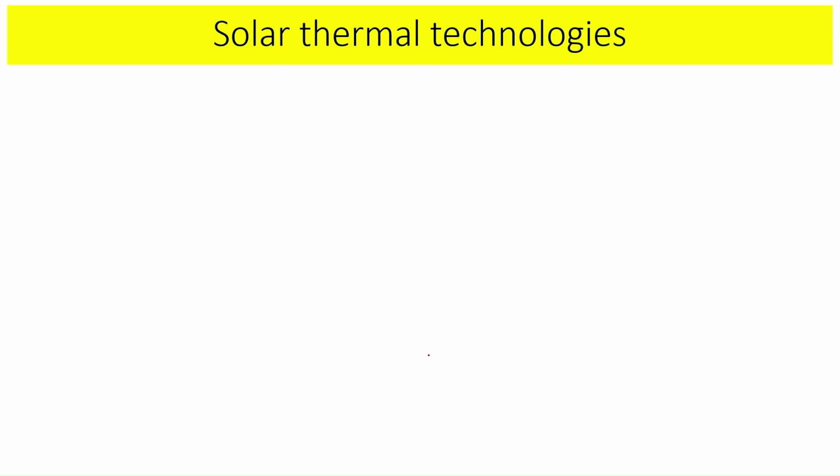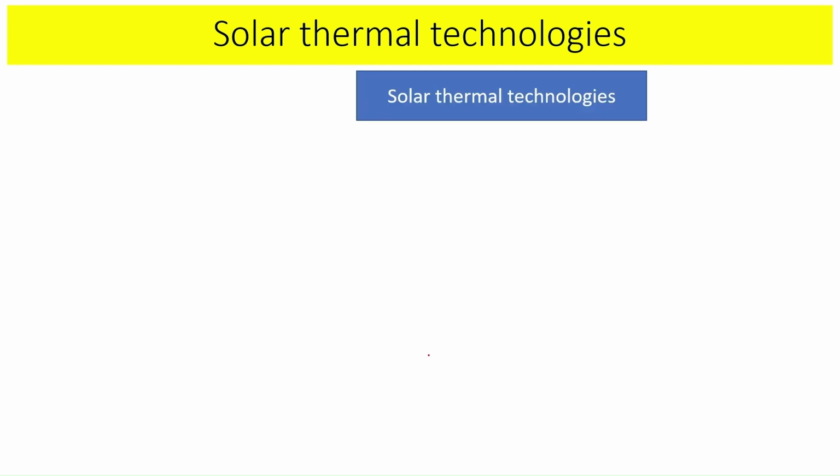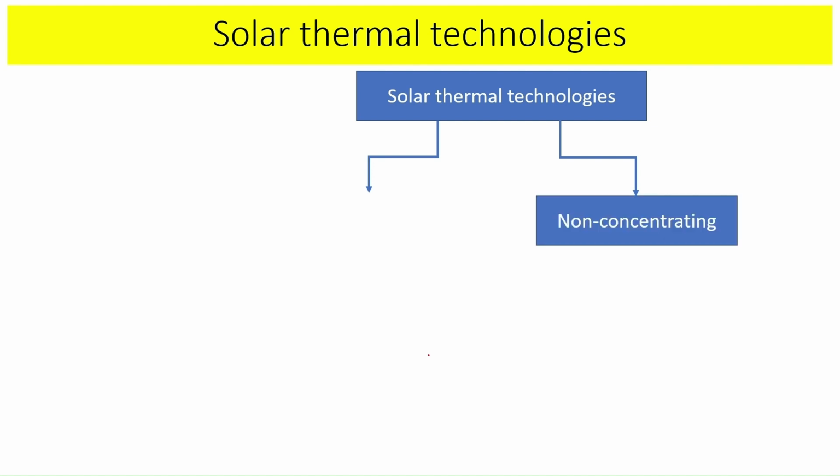So let's see all the solar thermal technologies we have. Broadly, we have got two types of solar thermal technologies: non-concentrating and concentrating. Non-concentrating means we are just receiving solar energy, and without any increase in its intensity or flux, we are utilizing it directly. The other one is concentrating. Concentrating helps us to achieve higher flux at a point.